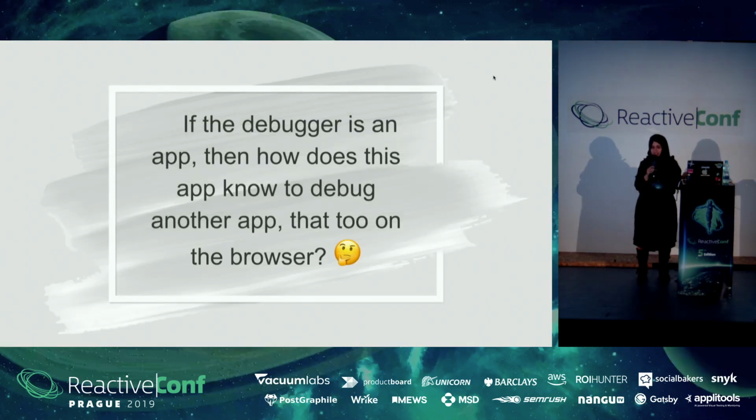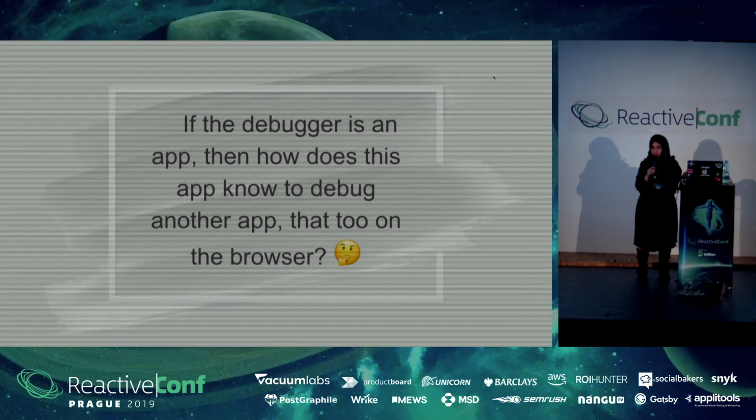Now, the next question. If the debugger is a web application, yes, written using React and Redux, then how does this app know to debug another app, that too in the browser? Say, for example, you're writing a React application, and then you use another application to debug your React application, which is also written using React and Redux. In short, how will this debugger, which is a web application, know to talk to the browser or connect to the browser, get certain information, and know to debug this particular thing?